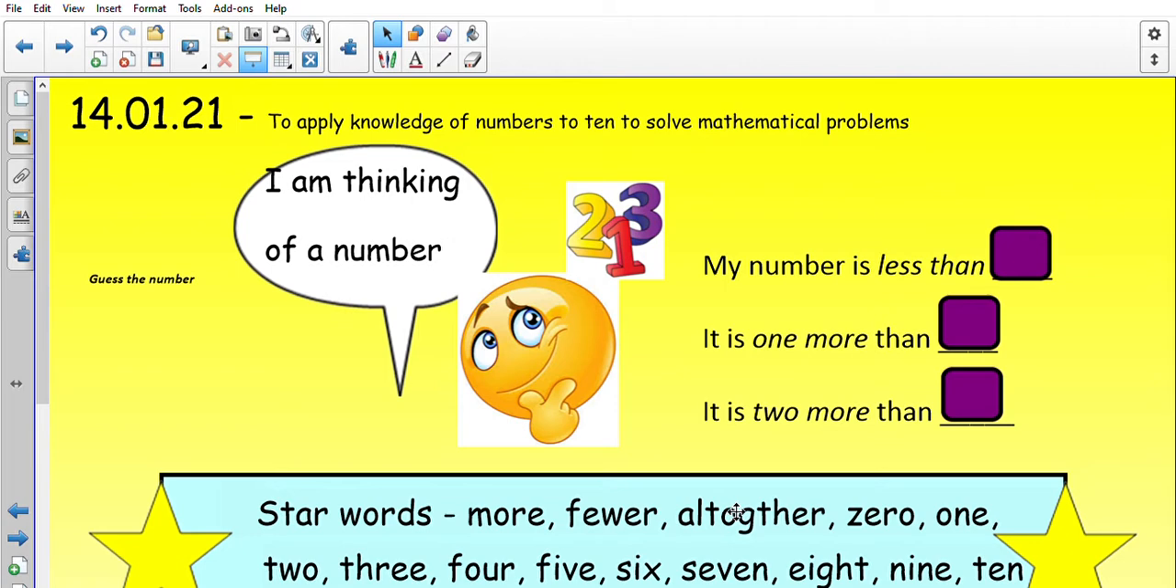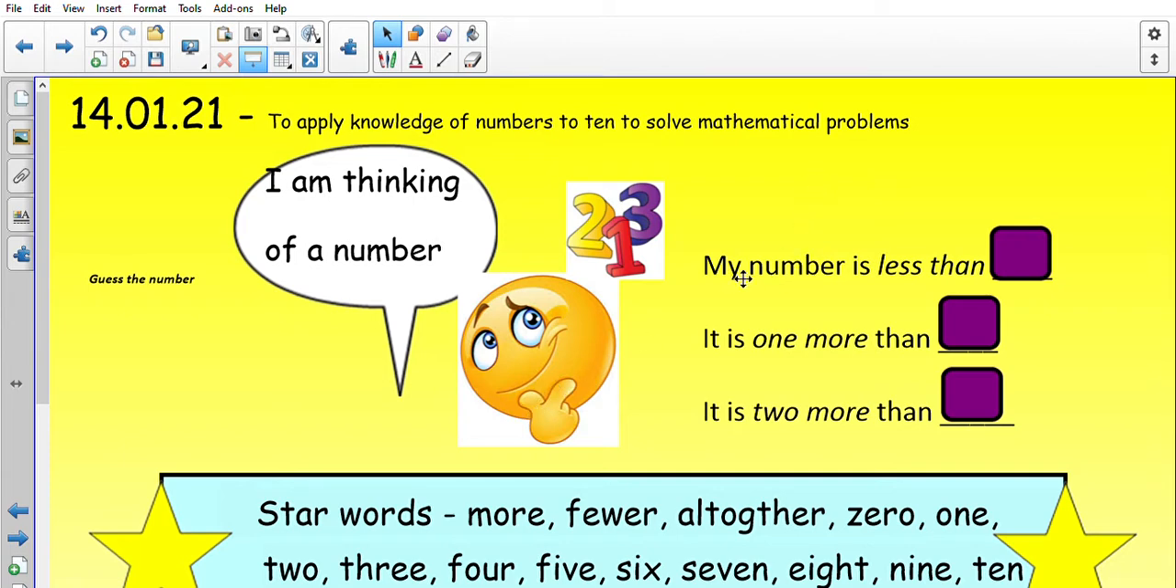So first of all, we're going to play a game called Guess the Number. So I'm going to start by thinking of a number. And I'm going to give you 3 clues to see if you can guess what the number is that I'm thinking of. So let's have a look at the first clue.